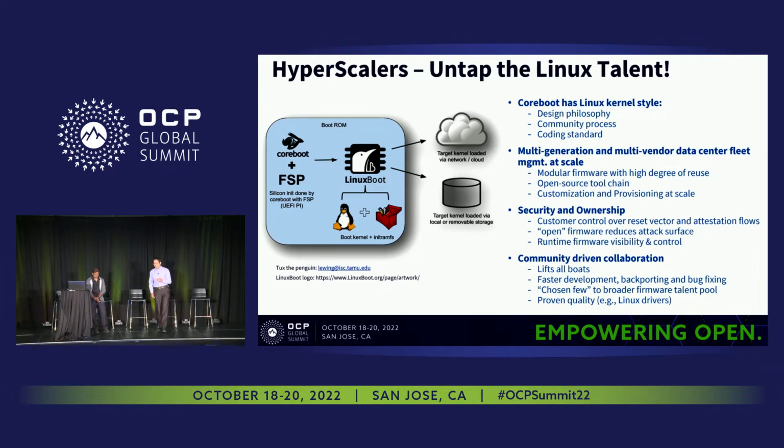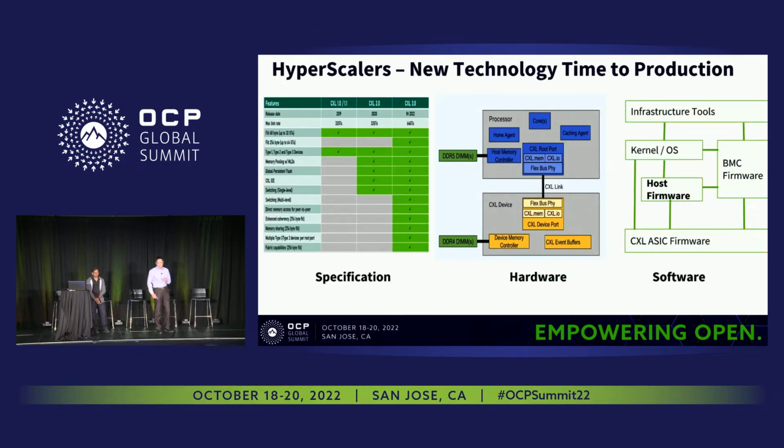We can go to the next page. Another benefit we see is that it really accelerates the time to production of new technology. Let's take CXL as an example. CXL is a brand new technology, right? Everything is new, from spec to hardware to software. Everything is in development. It's like chaos, and if you don't carefully manage it, it would become chaos.